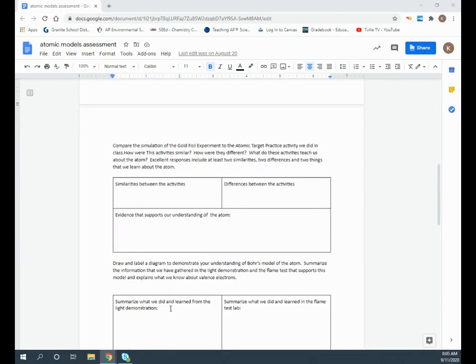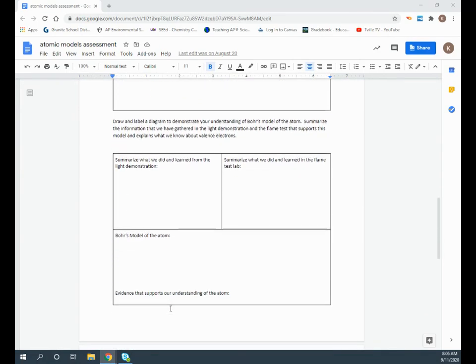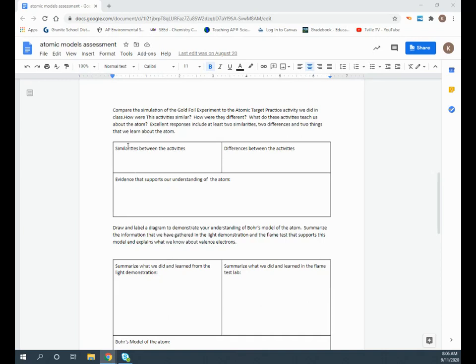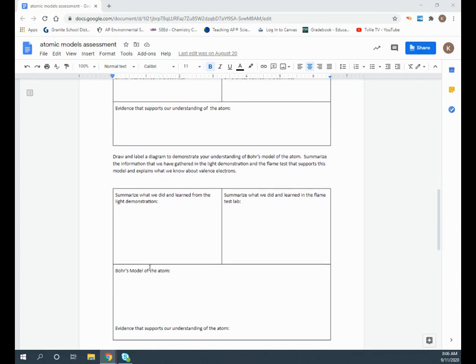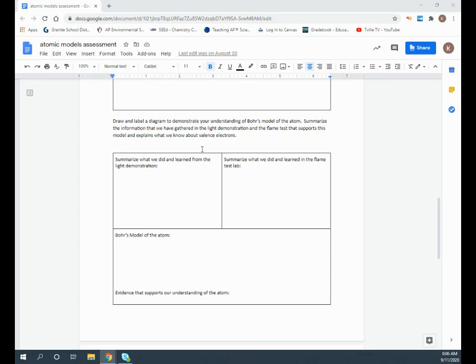For the next part of the level 3 tasks, it asks you to summarize some activities that we did in class or virtually last week. So make sure you fill in this table, including how the evidence supports our understanding of the atom. And then in this space right here, you are going to draw or insert using Google Drawings a picture of Bohr's model of the atom.